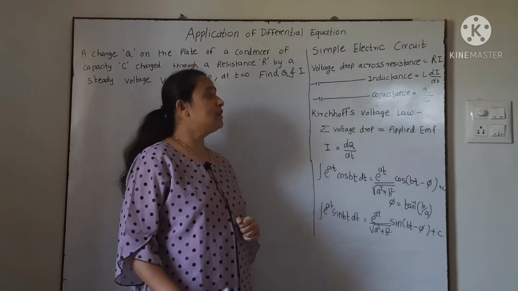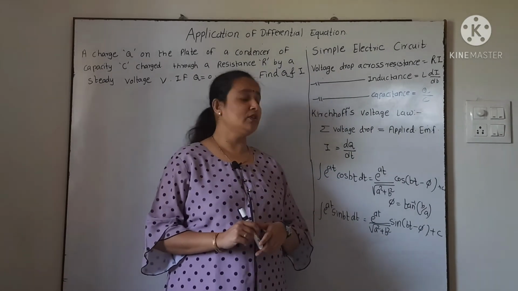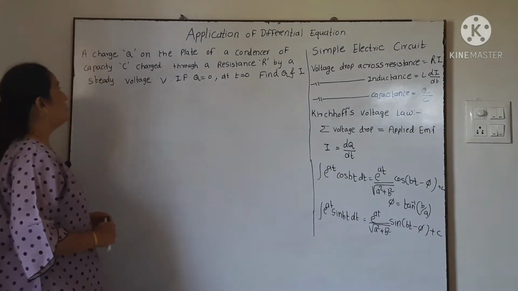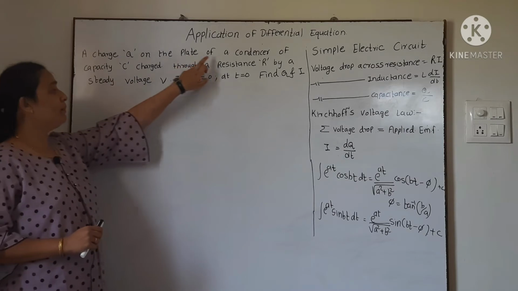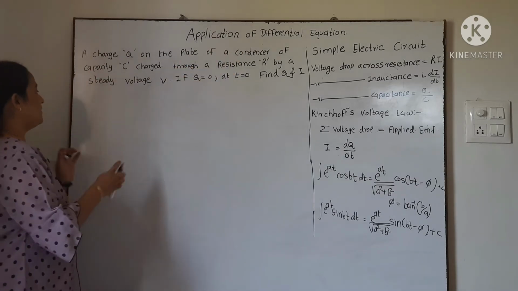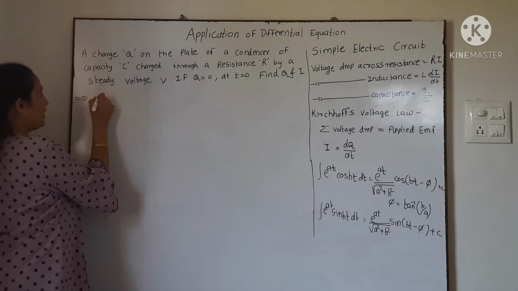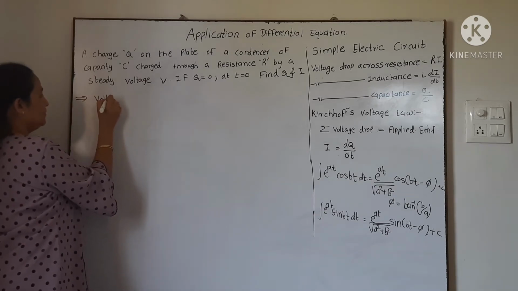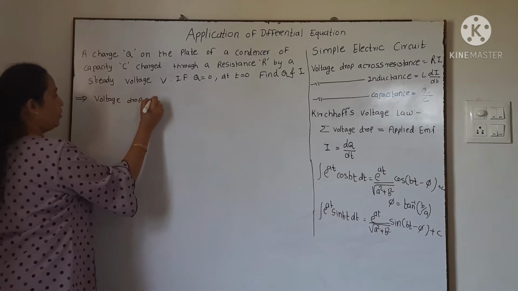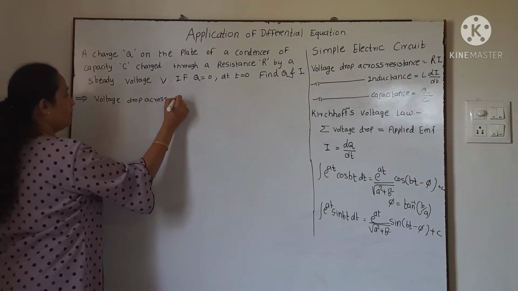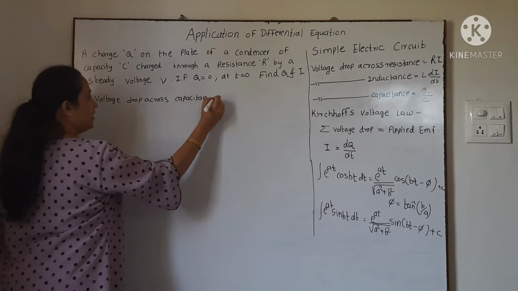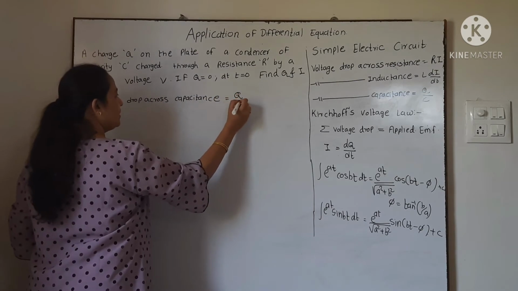We'll solve the examples of simple electric circuits by using linear differential equations. Suppose I consider the example: a charge Q on the plate of a condenser of capacity C. That means we have a condenser. So what is the voltage drop across capacitance? It is equal to Q upon C.